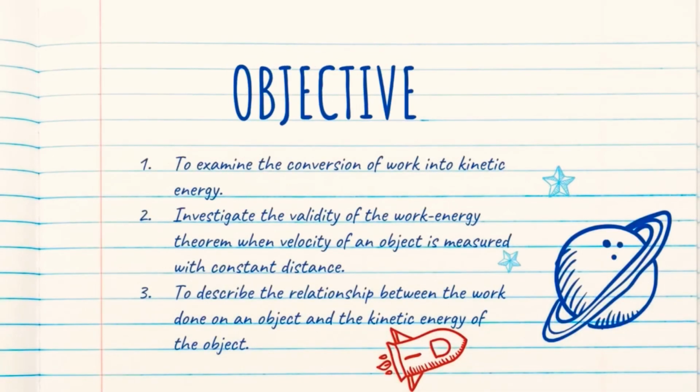First, to examine the conversion of work into kinetic energy. Second, investigate the validity of the work-energy theorem when velocity of an object is measured with constant distance. Third, to describe the relationship between the work done on an object and the kinetic energy of the object. We will go to the procedure for this experiment.